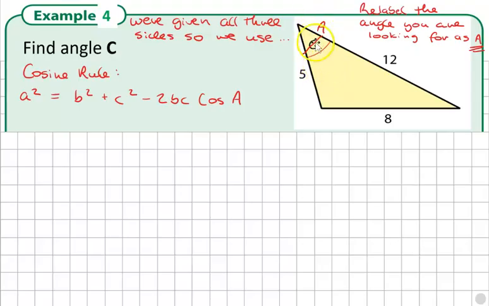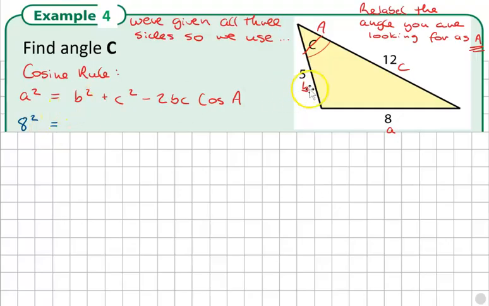So if this is capital A, then the side opposite it, the side that is 8 units, will be lowercase a. And then it doesn't matter what way you label the others. So I'm going to call this side here lowercase b and this side here lowercase c. So a squared is 8 squared. So the side here labeled as a is 8. So the a squared becomes 8 squared.